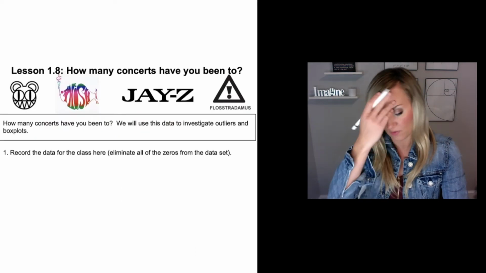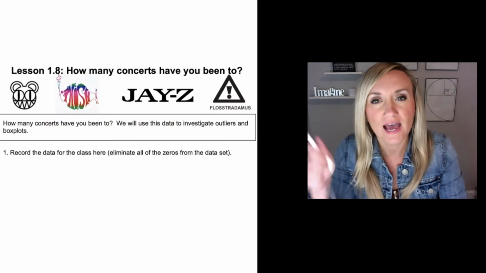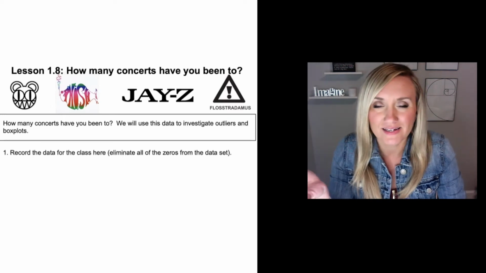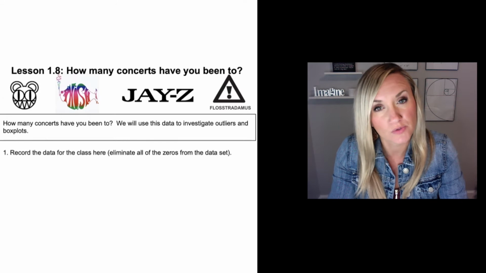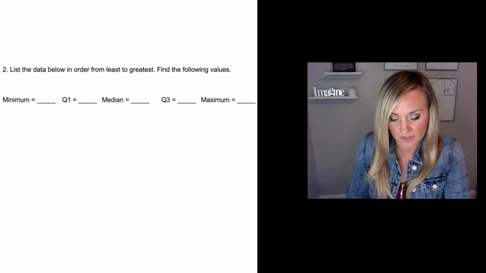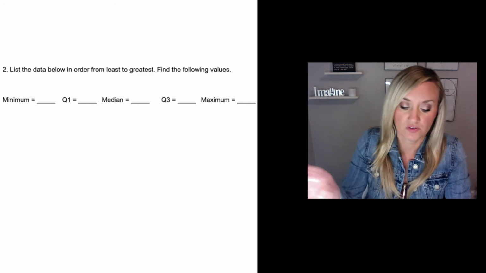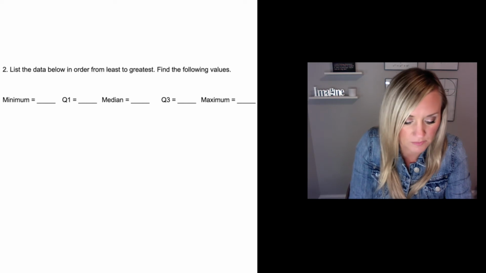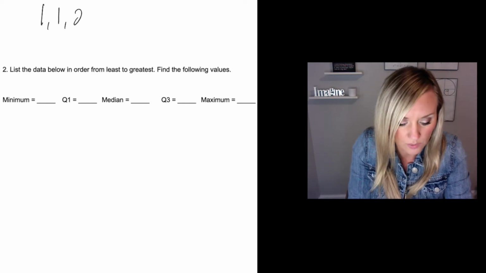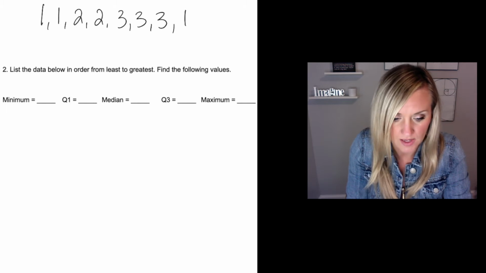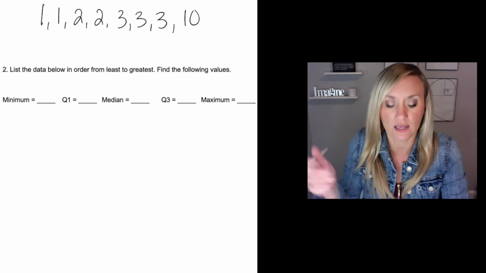Okay, now we know that. Let's talk about concerts. How many concerts have you been to? For today's data, we're just going to eliminate all zeros. We're just going to use some fake data for this example. I'm going to write down from least to greatest some random numbers. Let's make it easy: 1, 1, 2, 2, three 3s, and a 10. That's 1, 2, 3, 4, 5, 6, 7, 8. Okay, 8 pieces of data.